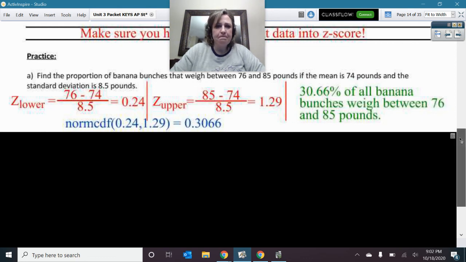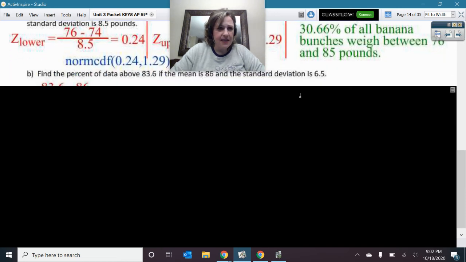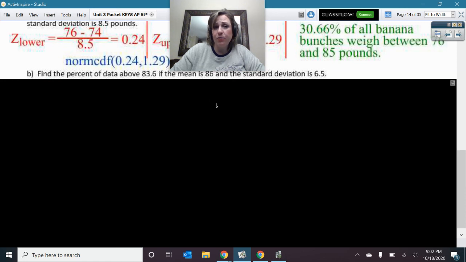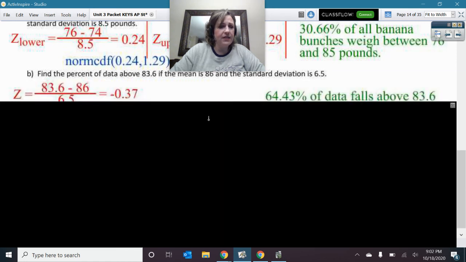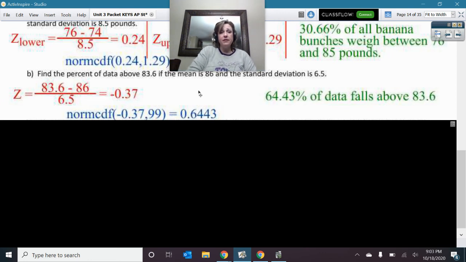Next, part B asked the percent of data above 83.6. All right, so I got my z-score, which I knew was going to be more than 50% because I knew 83.6 was below my mean. So it feels natural that I have a negative z-score. And so then I go to positive infinity because it asked for above, and there it was, 64.43% of data is above 83.6.